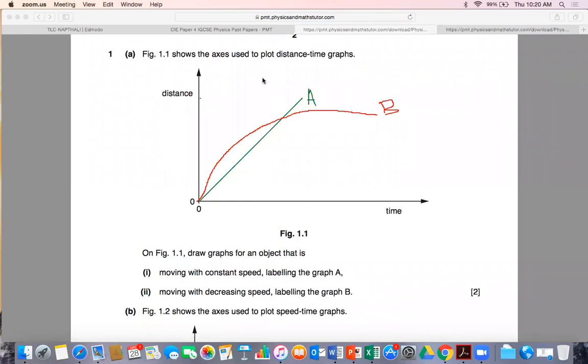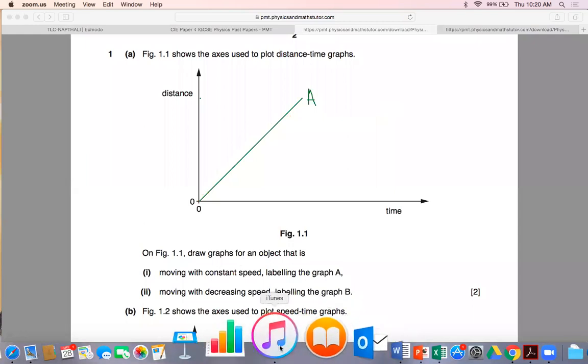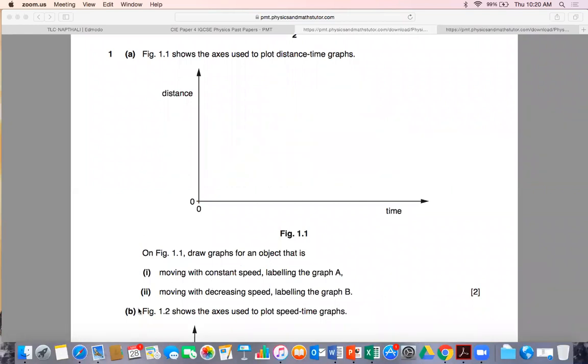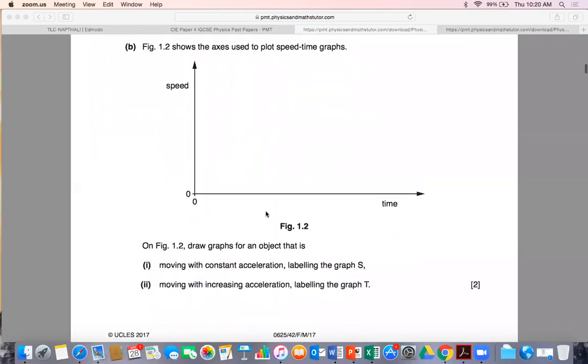Okay, so let's look at part B now. I have a speed time graph. So for a speed time graph, what is the gradient? Speed times time gives distance. What is speed divided by time? Acceleration. So the gradient for a speed time graph is acceleration.